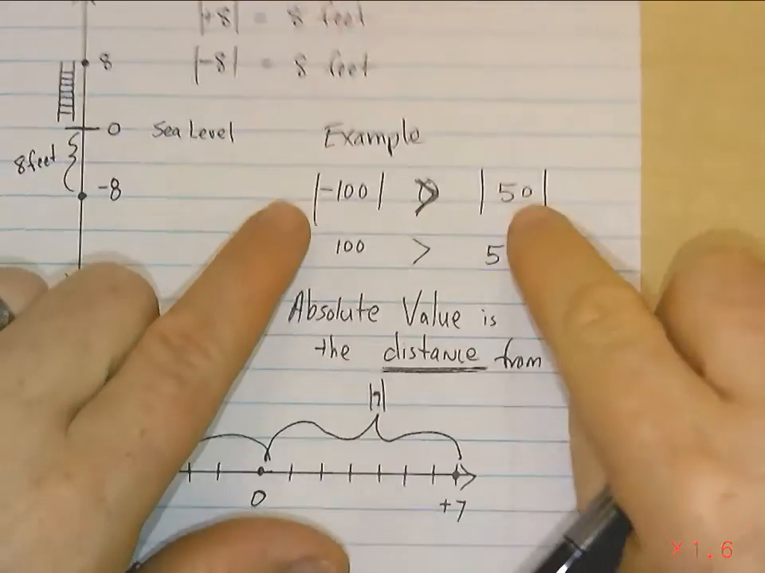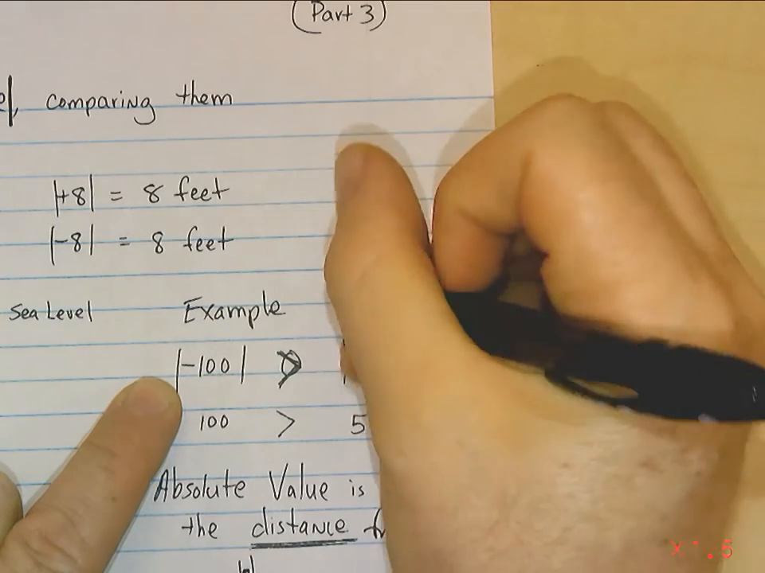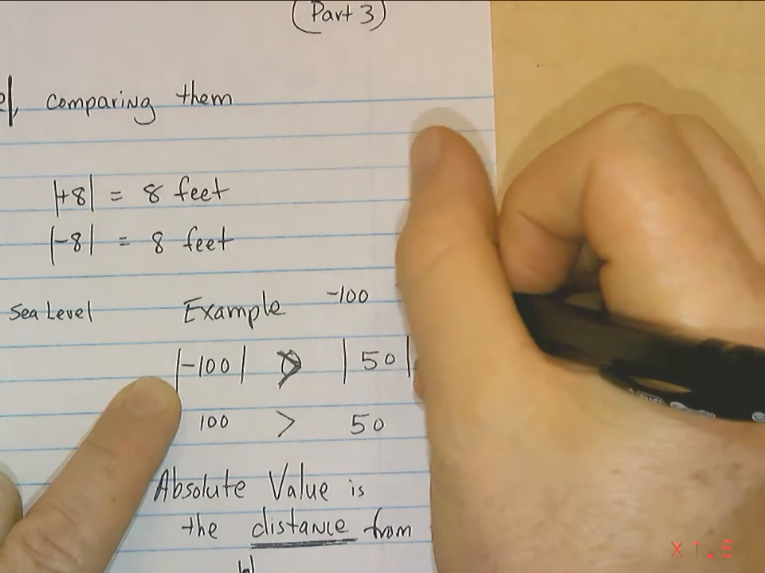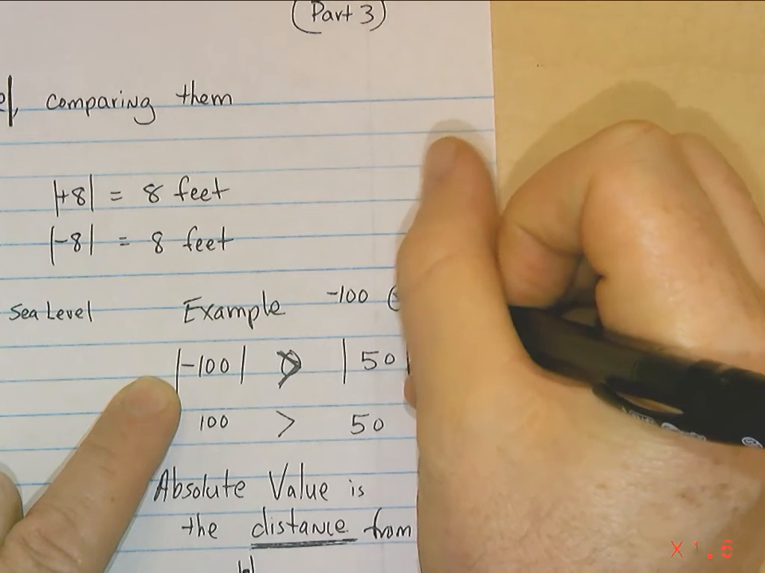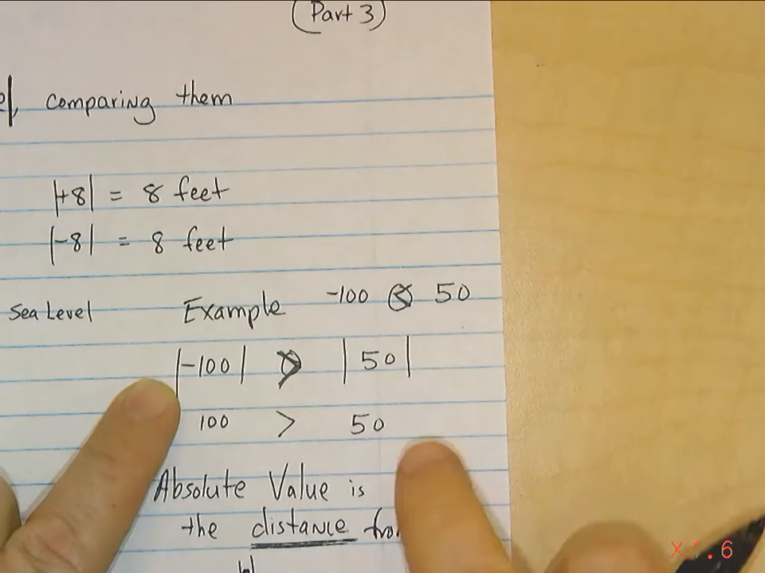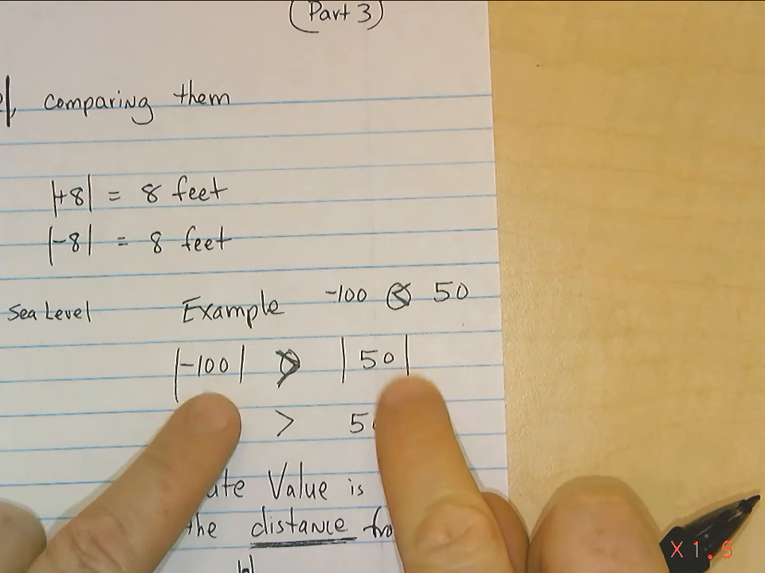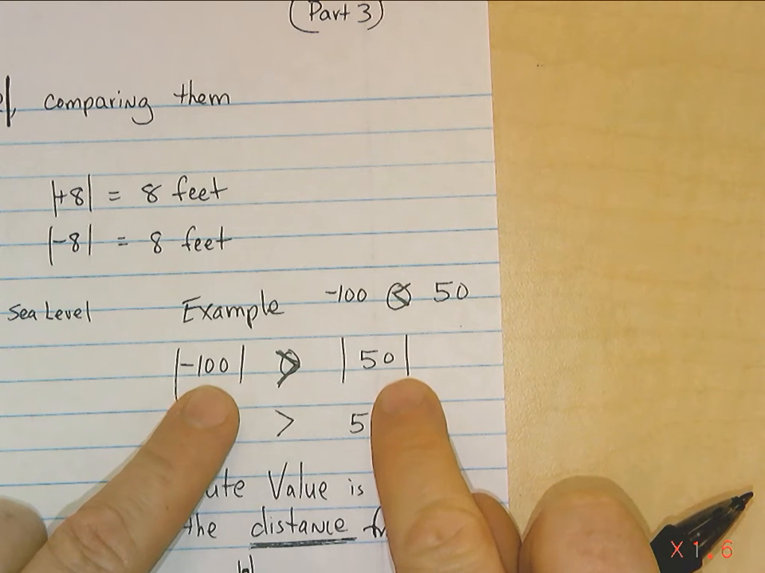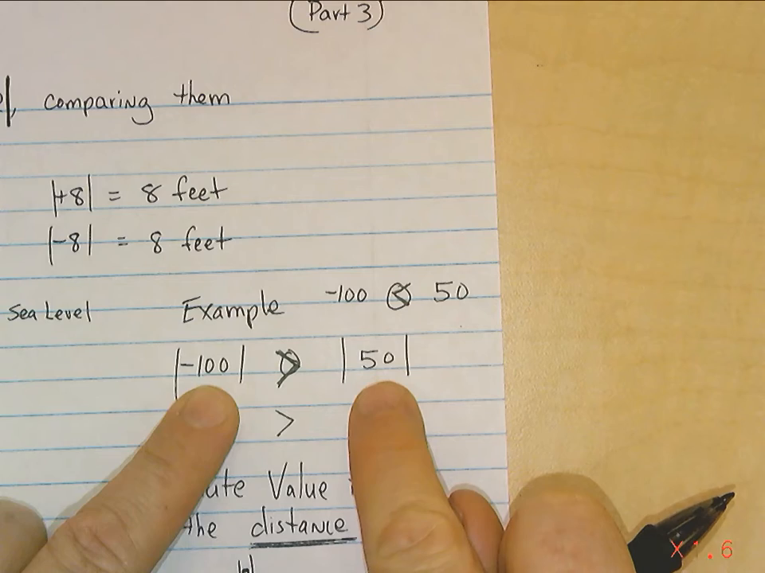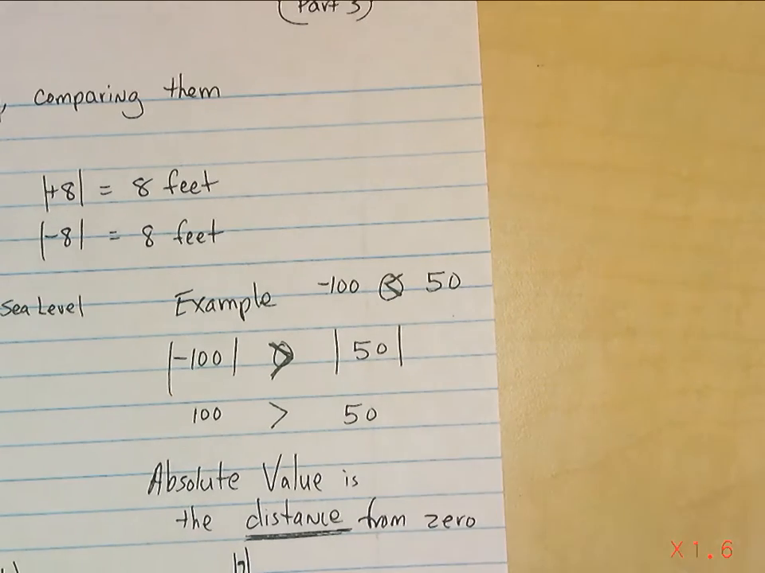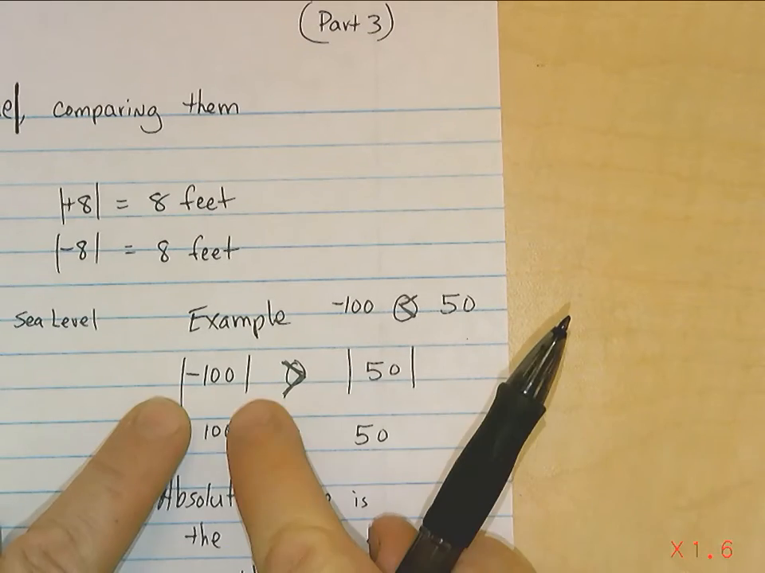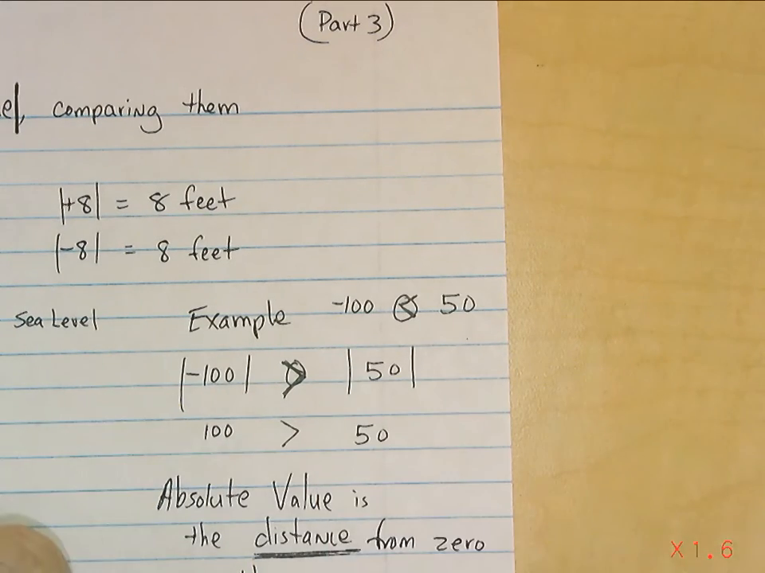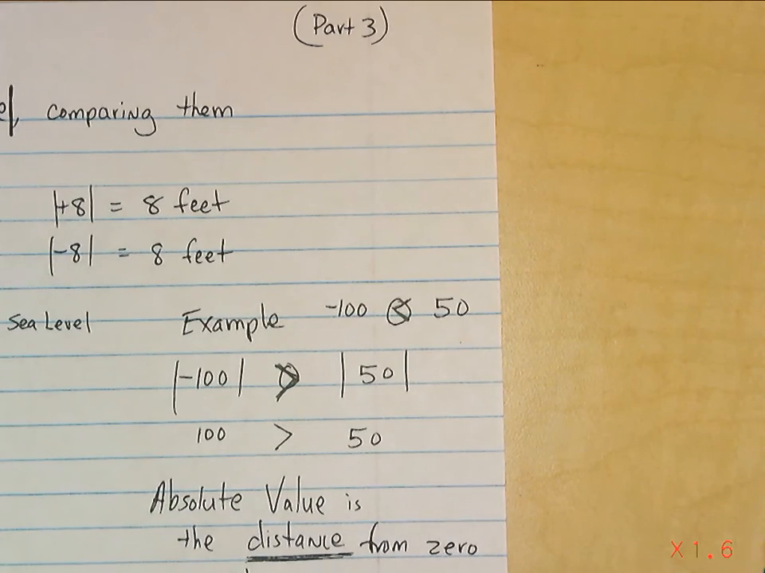If I didn't have those absolute value bars, and I just had negative 100 compared to 50, obviously it's less than. Negative 100 is less than 50. But we're talking about just the absolute value of it. The absolute value of negative 100 is greater than the absolute value of 50. So it may be a little challenging, but if you see those bars, just think, I've got to drop the negative symbol. If you drop the negative symbol and just compare numbers with numbers, you should be fine.